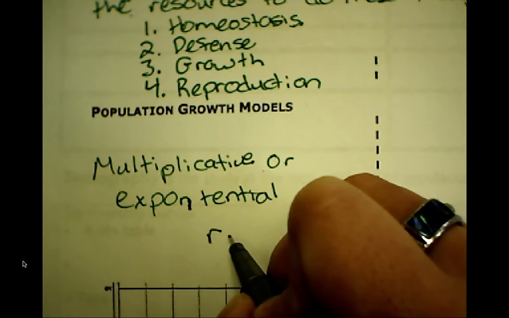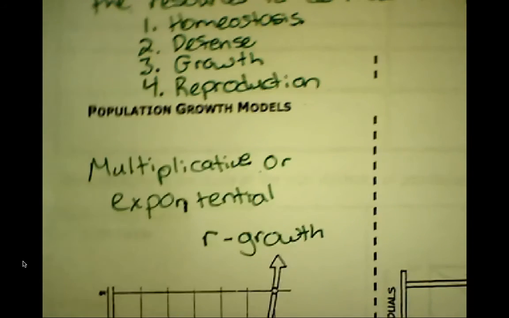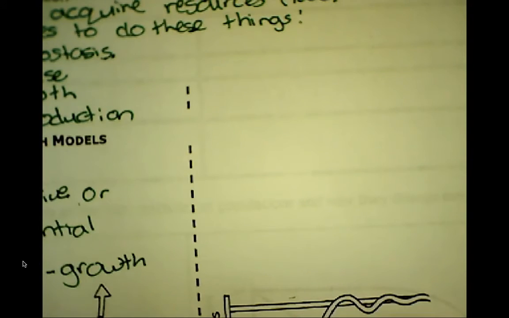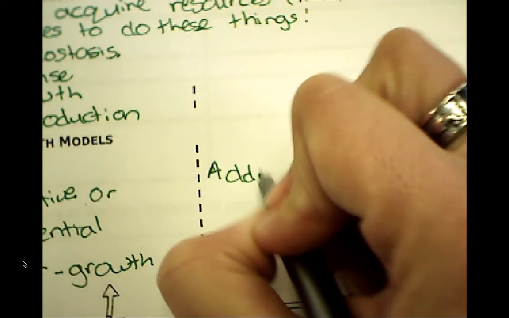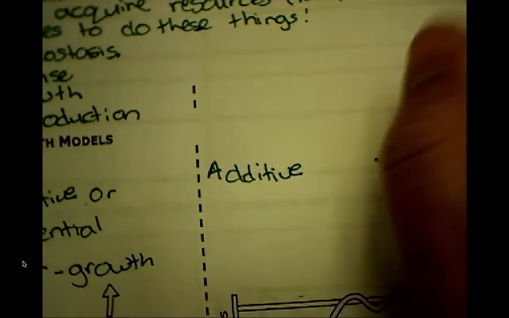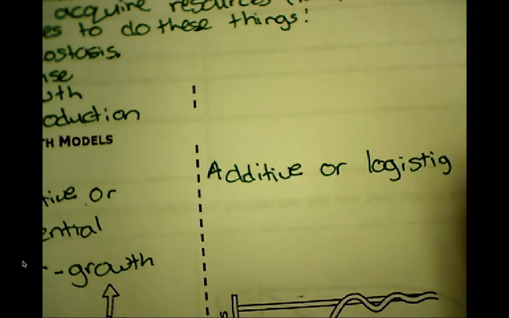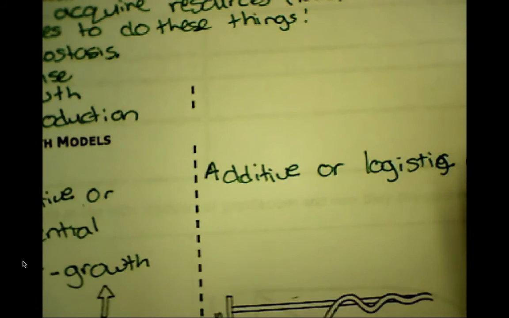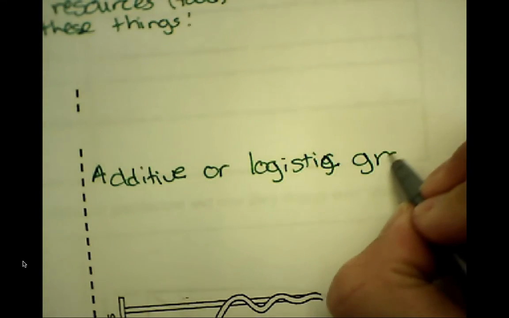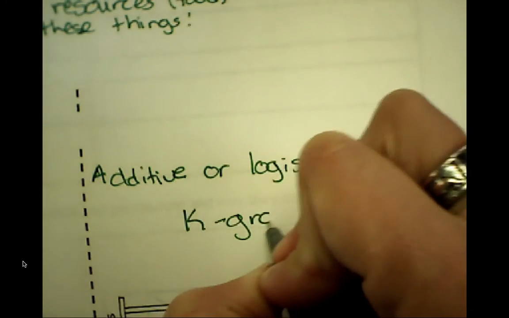This is known as R growth. Okay, I'm not sure why the R. It's the rate of growth, I think. The other one is additive or logistic growth. Okay, what happens in this one? These are known as K growth. This is K growth or K strategy.